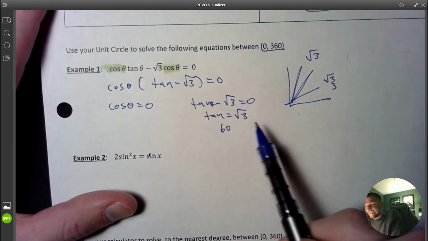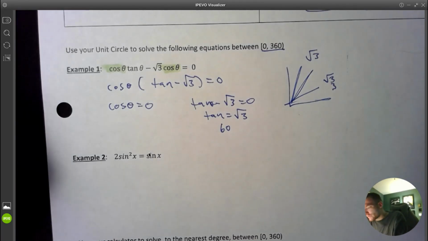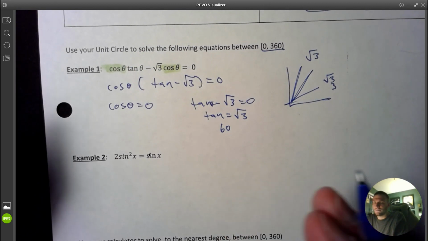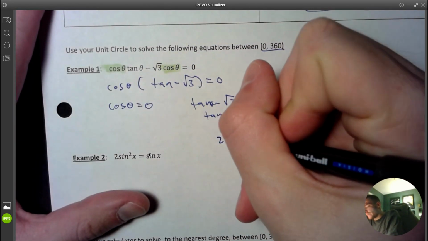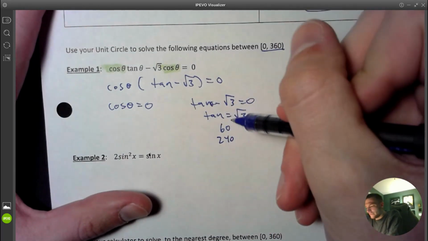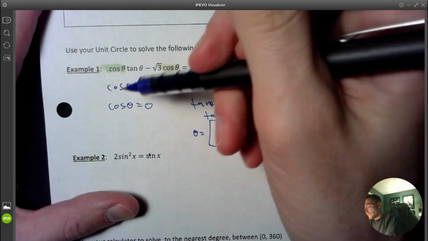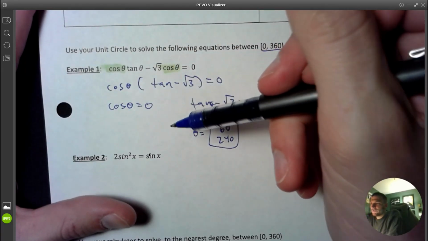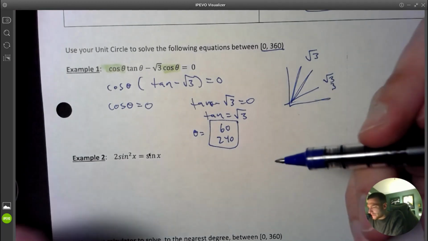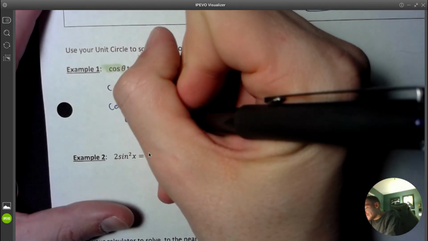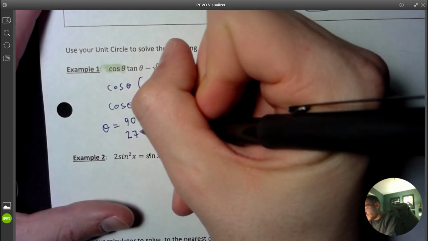And I did not square root both sides, right? I did not square root both sides. So I don't have a plus or minus thing going on. It just wants the positives. 240. That's it. These two answers. Over here, I guess I need theta equals. Cosine equals 0. I can think about the cosine graph. I can think about my unit circle. I can think about whatever I want. It's going to be theta equals 90 and theta equals 270.